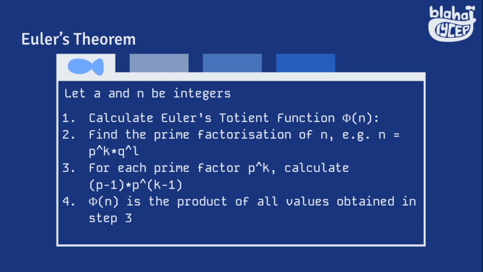Remember for 2 we did 2 minus 1. For 5, what do we do? Minus 1. Yeah, 5 minus 1. And we get 1 times 4. So phi of n is 4. This is the case for n is 10.